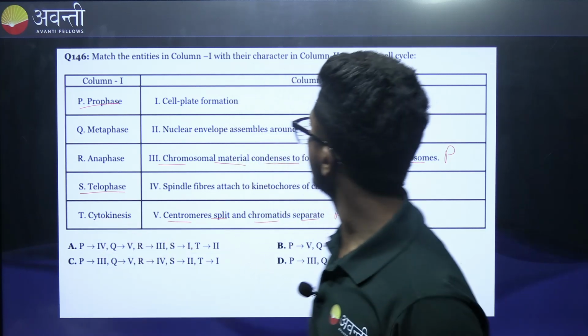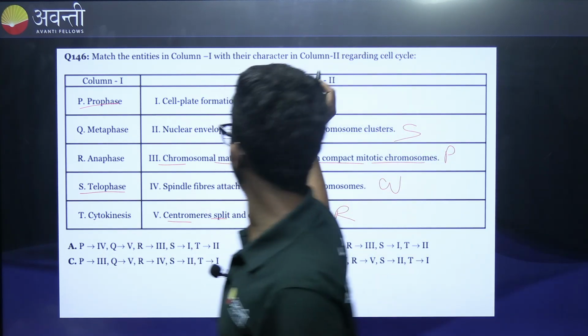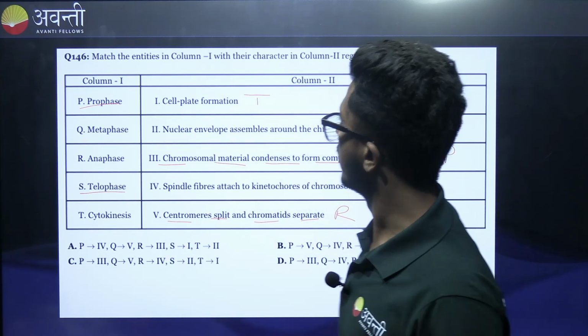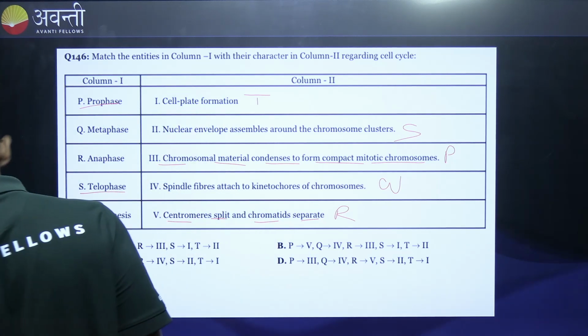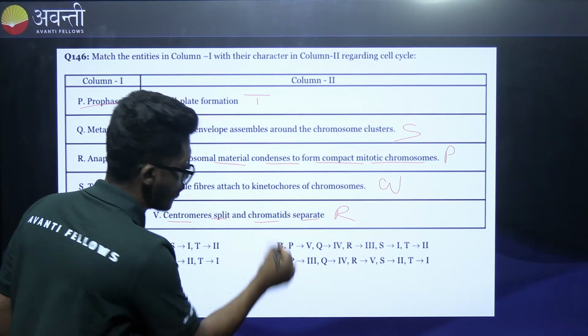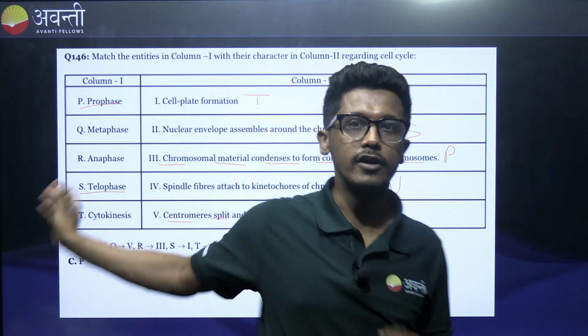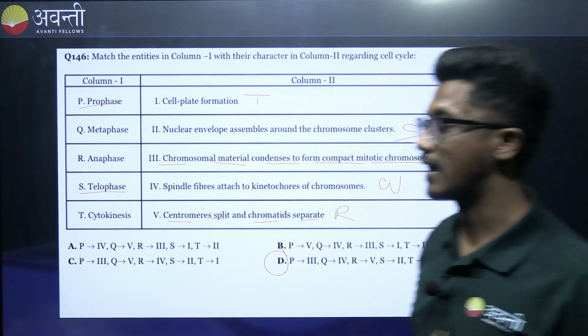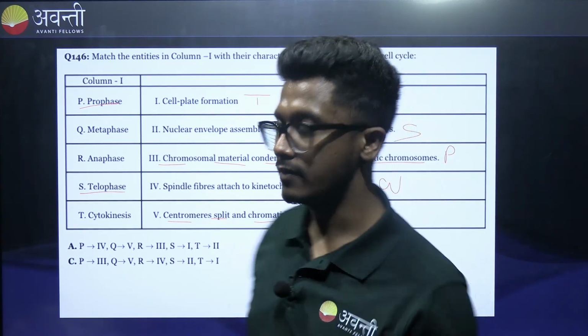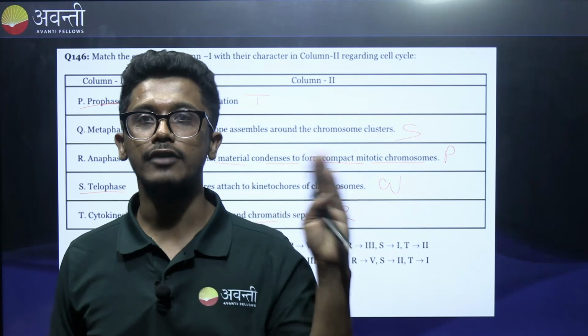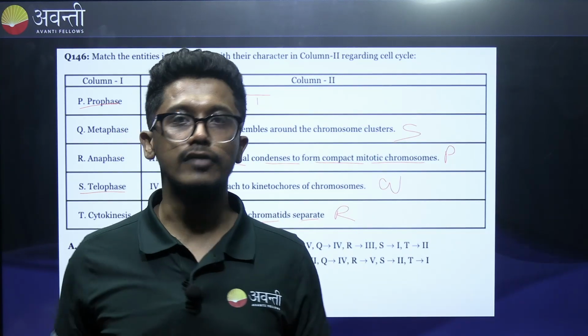And finally, you have cytokinesis. In cytokinesis, what do we have? We have the formation of the cell plate. For question number 146, the right option would be option D. Please go through the cell cycle and cell division chapter. Each phase, each topic is very, very crucial. A large number of questions come from this chapter.